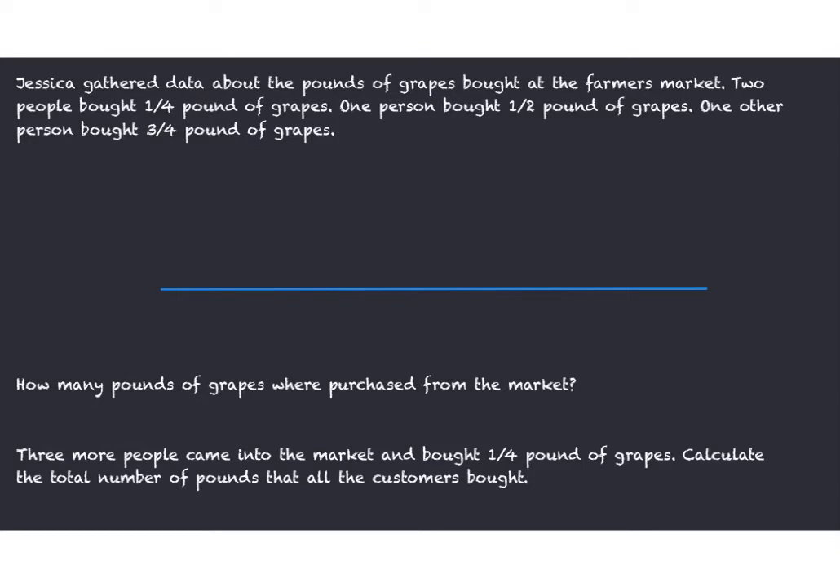Jessica gathered data about the pounds of grapes bought at the farmer's market. 2 people bought 1/4 pound of grapes. 1 person bought 1/2 pound of grapes, and another person bought 3/4 pound of grapes. Let's go ahead and label this. I'm going to label this grapes. Could even do grapes bought. Okay. Once again, the unit that this is each measured in is pounds, so I'm going to label this pounds.